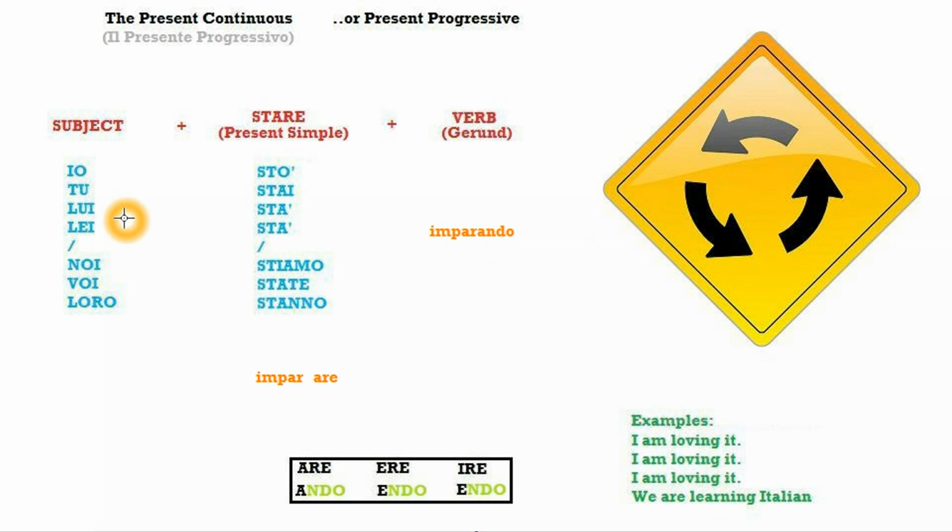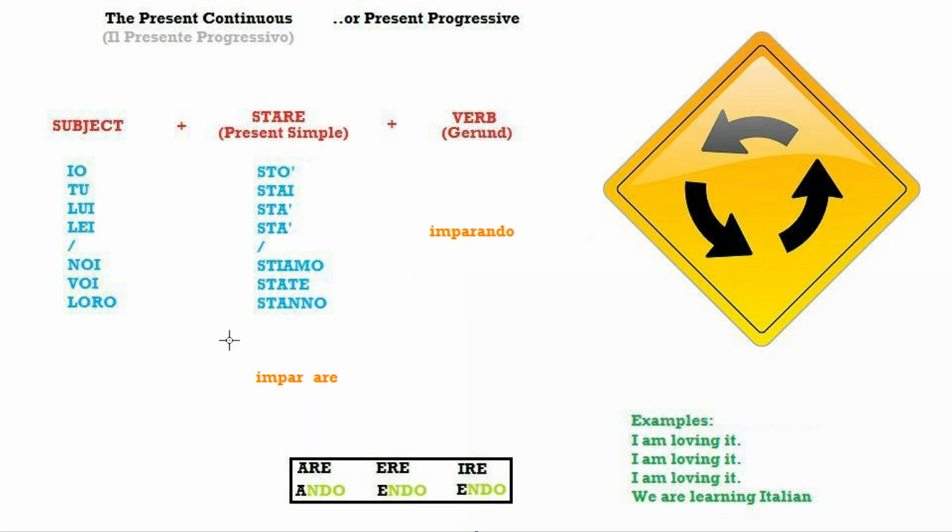Of course, you have to know what the pronouns are. If you don't know them, go and watch the video on personal pronouns. These are just the subject personal pronouns. As you can see here, there's a subtlety. There's the acute accent on the top. What does it do? Well, it just changes the sound from O to A, a more loud and open sound. So instead of sto is sta. So sta, stai, sta, sta, stiamo, state, stanno. And we have our gerund.